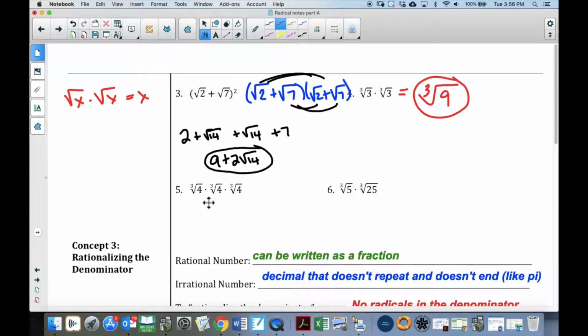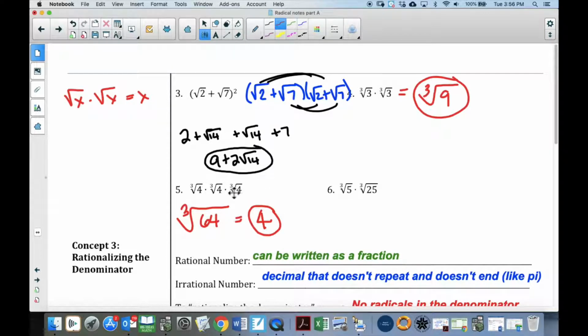How about number 5? We have the cube root of 4 times the cube root of 4 times the cube root of 4. That's going to be the cube root of 4 times 4 times 4, which is 64. And guess what? 64 is a perfect cube. So you can take the cube root of it, and that is 4.